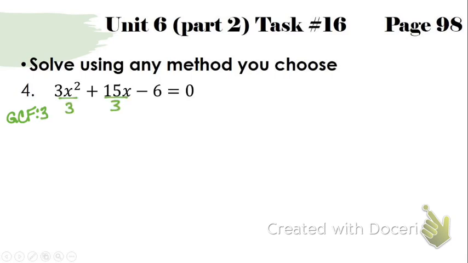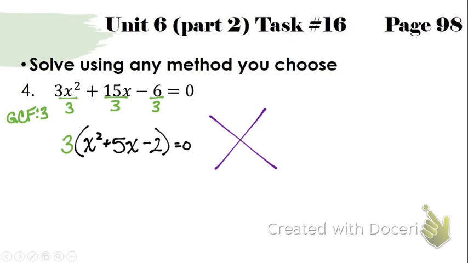If I take a 3 out of each piece, what would I have left over? X squared plus 5x minus 10. And then I could try the X box. I would want 2 numbers that multiplied to give me what? Negative 2. But adds to 5. Are there any numbers that multiply to negative 2 and add to 5? No. So this does not factor.